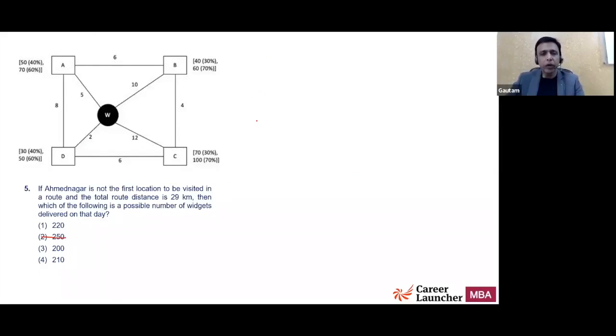Again, going by that fundamental of minimum and maximum in each location, we understand this is 50 and 70. We had an option of 40 and 60. C had an option of 70 and 100, and D had an option of 30 and 50. Now this was 190. We need to understand, if I need to add up something, the minimum I can add is 20 in each of them.